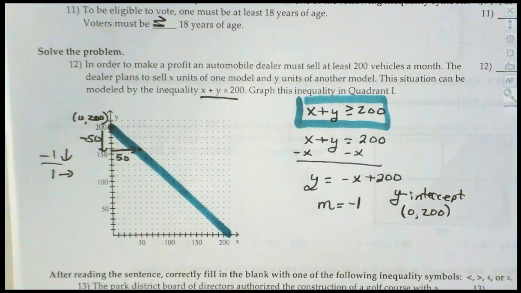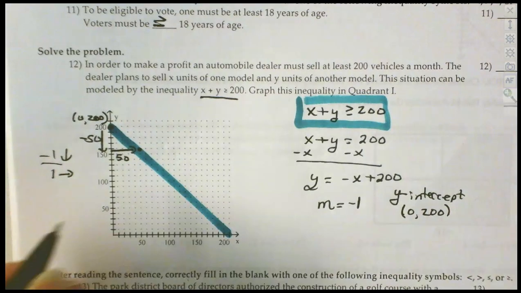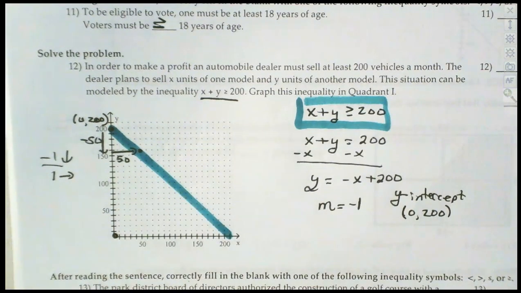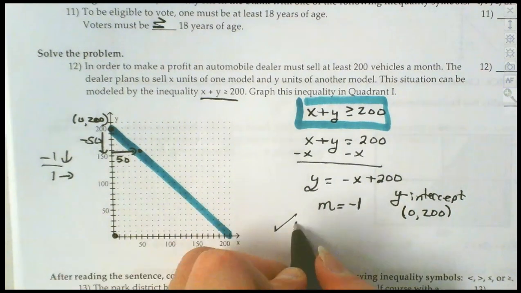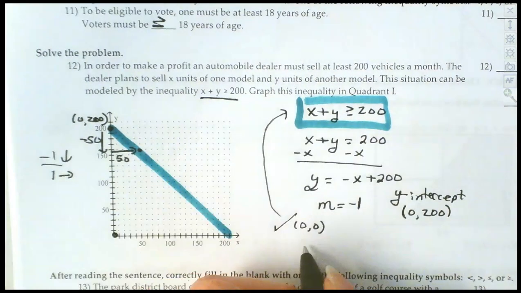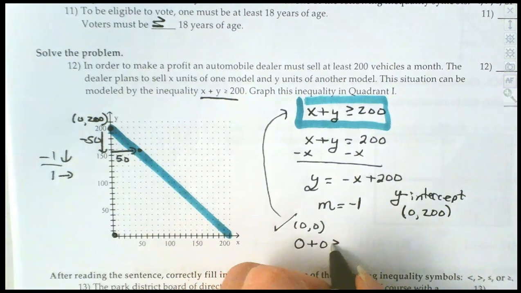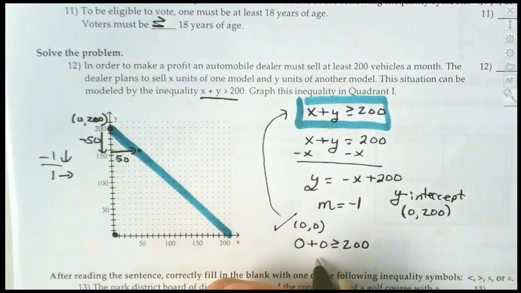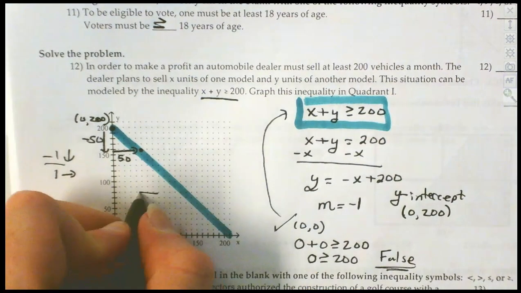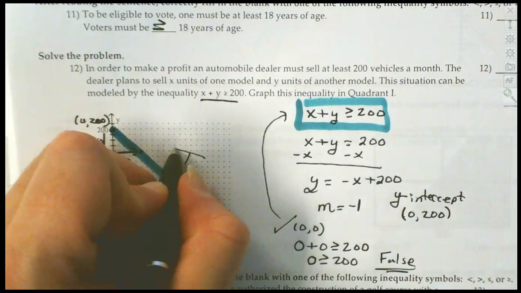Well, where are we going to check? Can we check 0, 0? Yes, 0, 0 is right there. You can use any point that you want. 0, 0 is not on the green line. So check 0, 0 in the original. That's 0 plus 0 is greater than or equal to 200. And is 0 bigger than 200? Nope. So that is false. So that means this half is false. The above half is true.